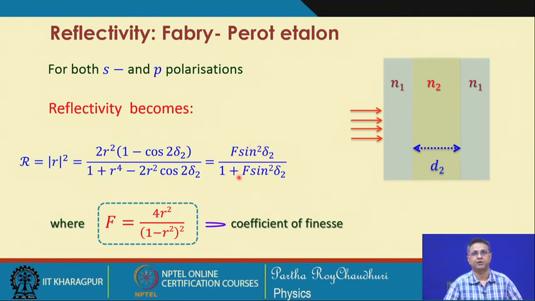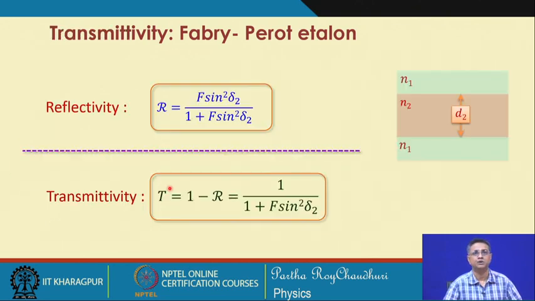which is our well known energy reflection for the Fabry-Perot etalon, and this f, which is equal to 4 R square by (1 minus R square) whole square, is called the coefficient of finesse. This is our old result, and using this expression we can also calculate the transmittivity, that is T equal to 1 minus R, which will give me 1 by (1 plus f sin square delta 2). So, these are the reflectivity and transmittivity for a Fabry-Perot etalon whose thickness and n1, n2 are given.